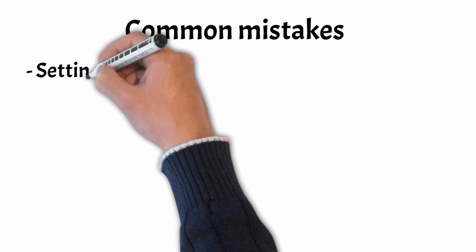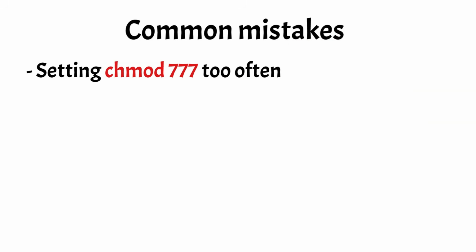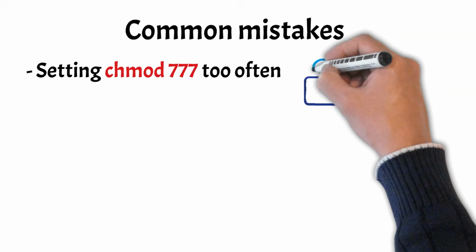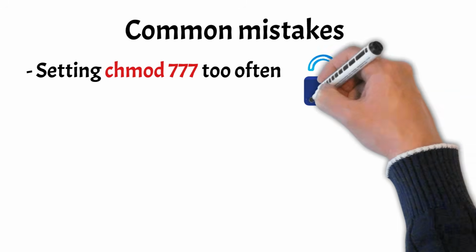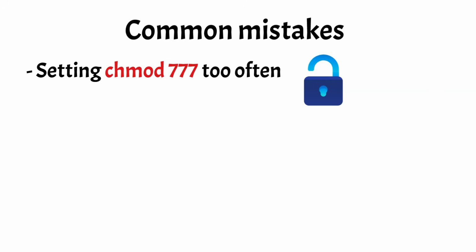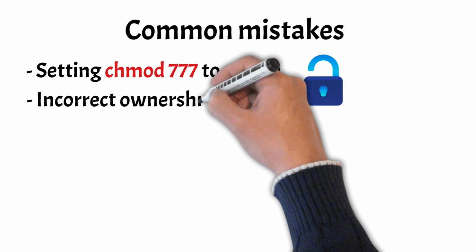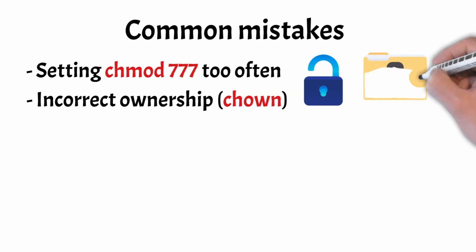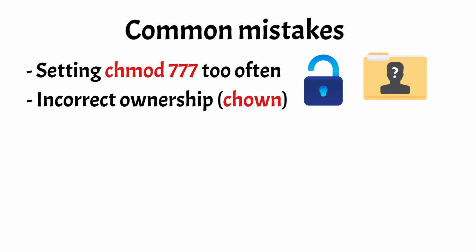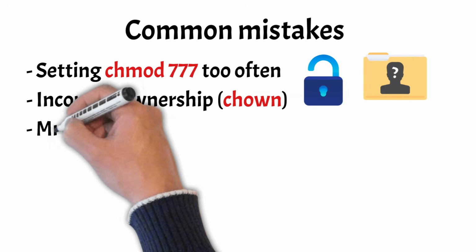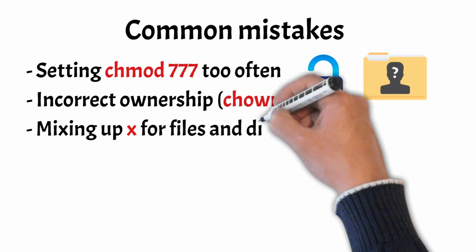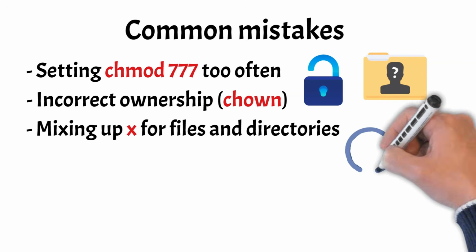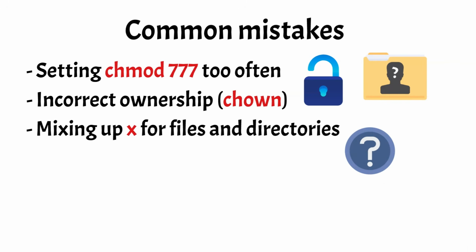One of the most common is setting permissions too loosely, such as using chmod 777, which gives full access to everyone. This can expose files to unintended modification or deletion. Another frequent issue is incorrect ownership, where files or directories are assigned to the wrong user or group. This often results in confusing permission-denied errors. It's also easy to misunderstand the execute permission, since it behaves differently for files and directories, leading to scripts that won't run or directories that can't be accessed.